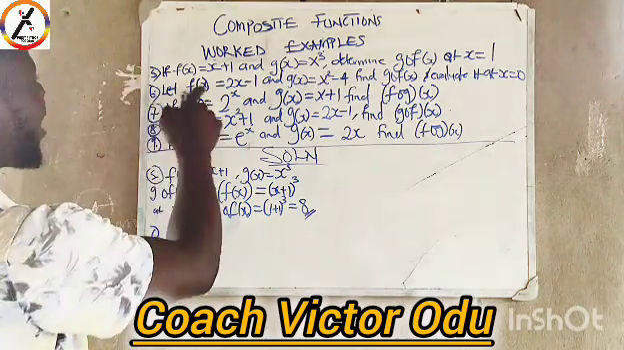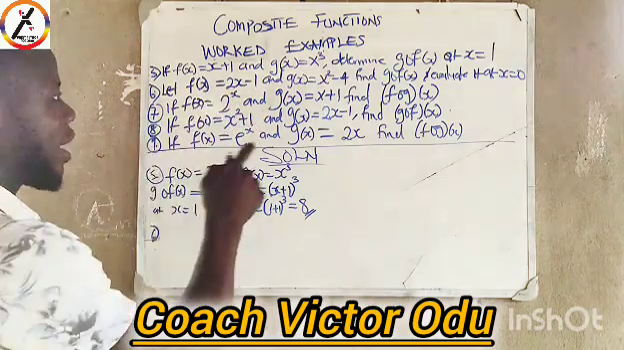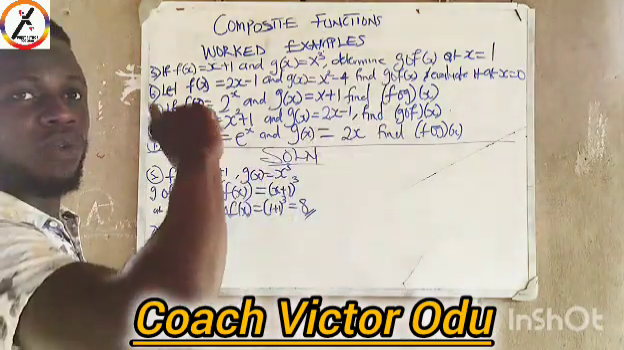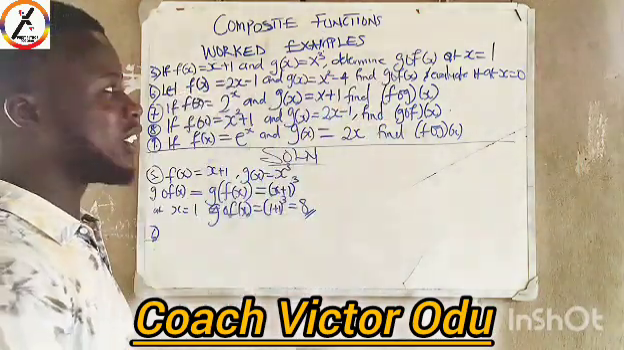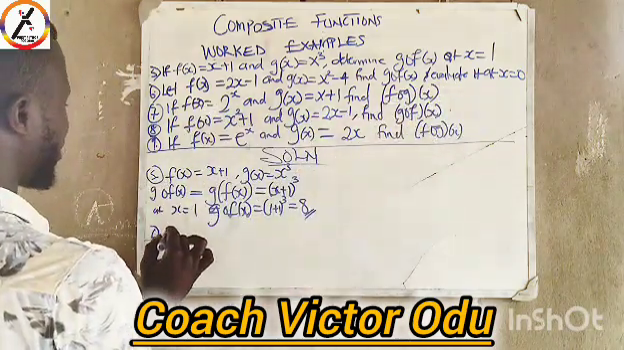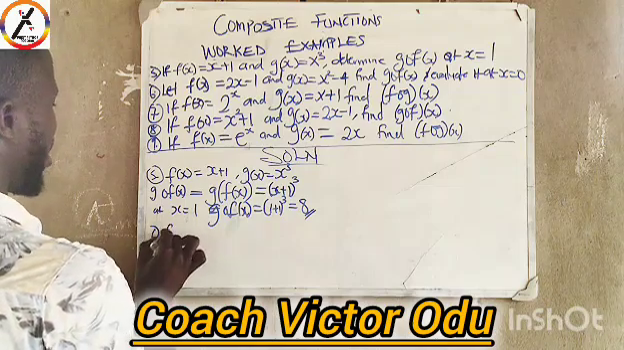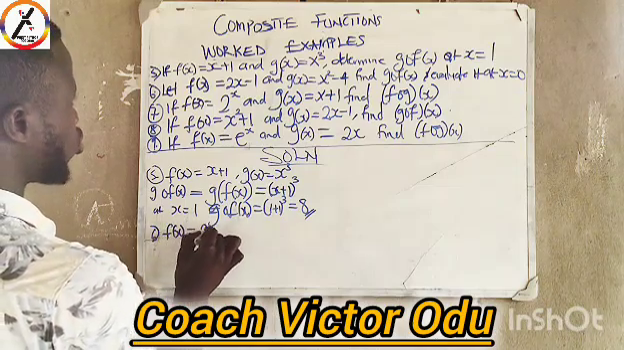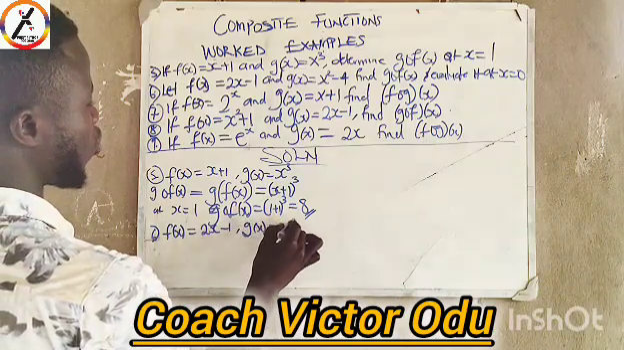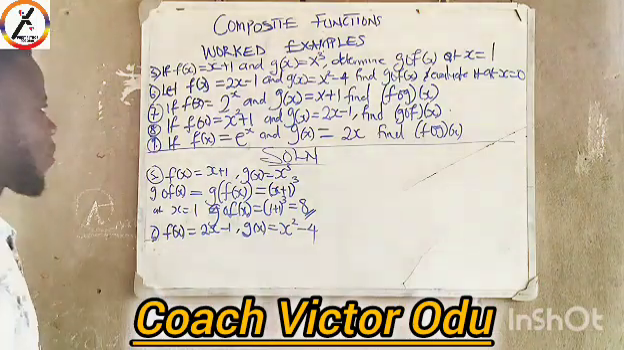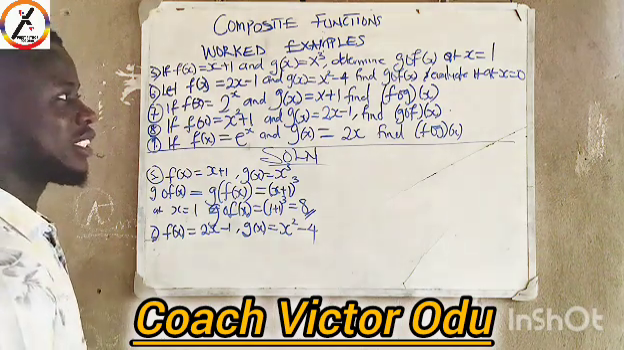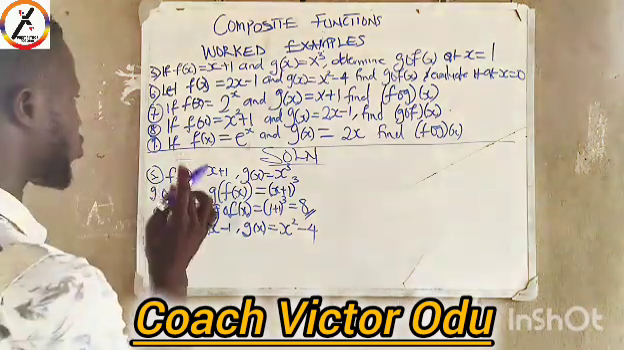Question 6 says, let f of x be equal to 2x minus 1 and g of x be equal to x squared minus 4. Find g of f of x and evaluate it at x equal to 0. That's the sixth question we are solving today. So we have f of x is equal to 2x minus 1 and g of x is equal to x squared minus 4. So the question is telling us we should find g of f and evaluate it at x equal to 0.